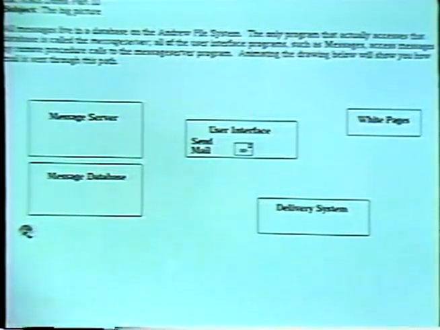Thus, for example, if a user wishes to send mail, he composes it with a user interface program. Once he is done composing the mail, the user interface consults a separate database called the white pages to verify the addresses of the recipients of the mail, and then gives the message to the message server for delivery into the database by a separate delivery system. For reading mail, the process works essentially the same way in reverse. The message server retrieves messages from the database and gives them to the user interface program.